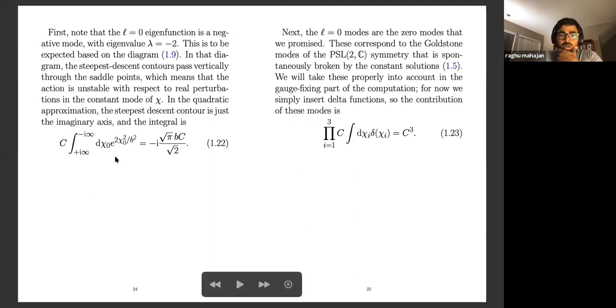The L equal to 0 is just a 0 mode integral. You have to do it along the imaginary axis. And that particular contour prescription gives you this -i. So we also worried about the signs, and it's important to also get these signs right. And yeah, so this is the 0 mode contribution. You just put a delta function. So you don't want to integrate over the 0 modes. You want to cancel them with the gauge.